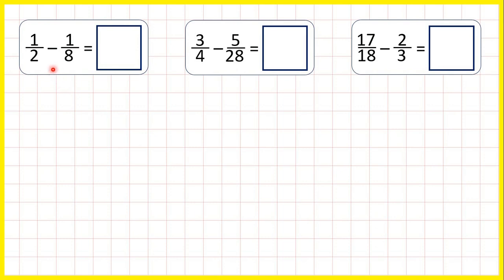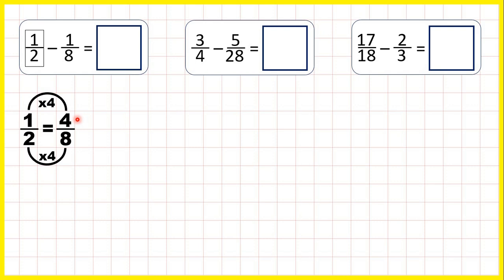Now we're subtracting fractions with different denominators. But to subtract fractions, just like to add fractions, we need the denominators to be the same. Now 8 is in the 2 times table, so we can find a fraction equivalent to 1/2 which has a denominator of 8. To find equivalent fractions, we use multiplication, and 2 times 4 is 8. But what we do to the denominator, we need to do to the numerator as well, and 1 times 4 is 4. So now we can rewrite our question.